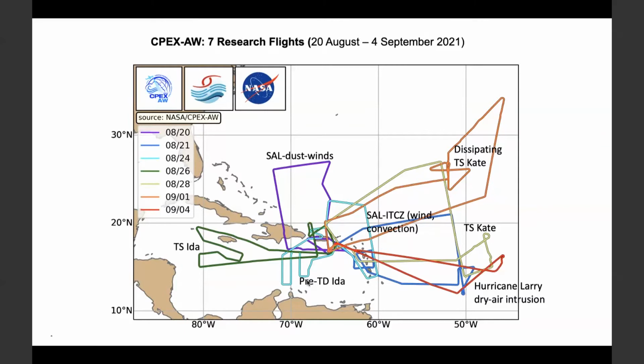And I have to be proud to say we beat NOAA to this, because we saw a lot of things in that very, very early stage, even with a lot of NOAA's field campaign, and they were not able to capture the very, very early stage of this. And then we also sampled quite a bit of SAL, dust winds, ITCZ convection, and also tropical storm formation and dissipation, how they interact with the dry air, and a mature Hurricane Larry with dry air intrusion and ITCZ SAL. So it's very diverse and very interesting results.